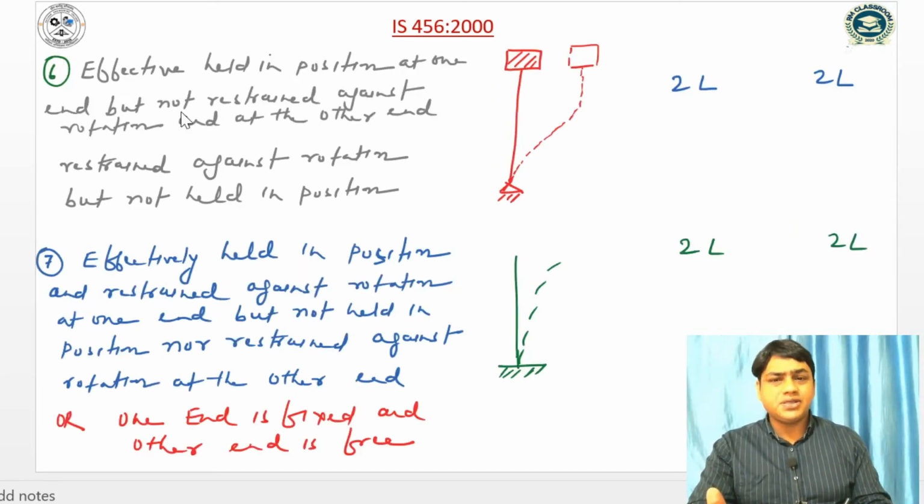Similarly, when one end is effectively held in position but not restrained against rotation, and the other end is restrained against rotation but not held in position, in that case the theoretical value is 2L and the recommended value is also 2L.